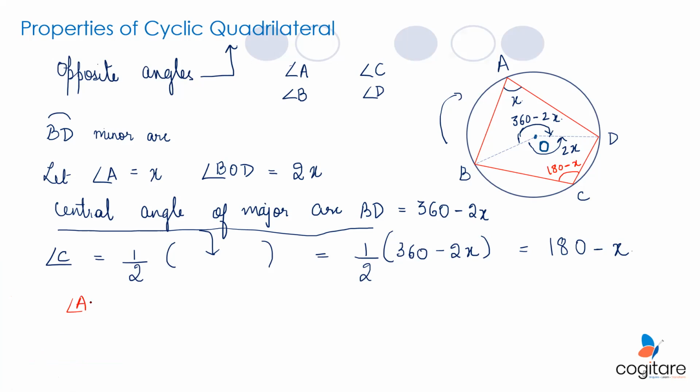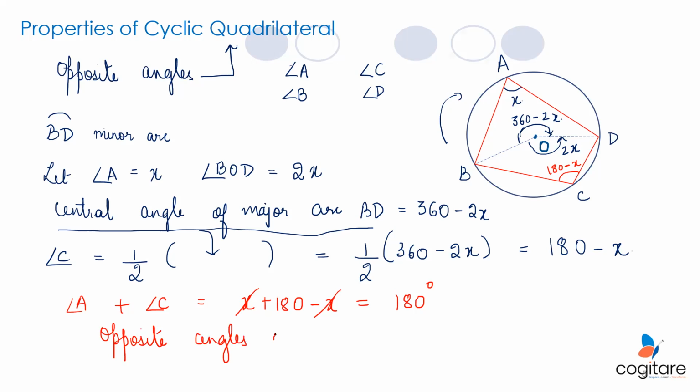Okay, so if you look at angle A plus angle C, this will give you 180 degrees. In other words, the opposite angles of a cyclic quadrilateral are supplementary. This is a very important theorem or outcome that you would use pretty much everywhere. When it comes to circle sums, you'll see this is one thing that comes very, very handy. Opposite angles of a cyclic quadrilateral are supplementary.